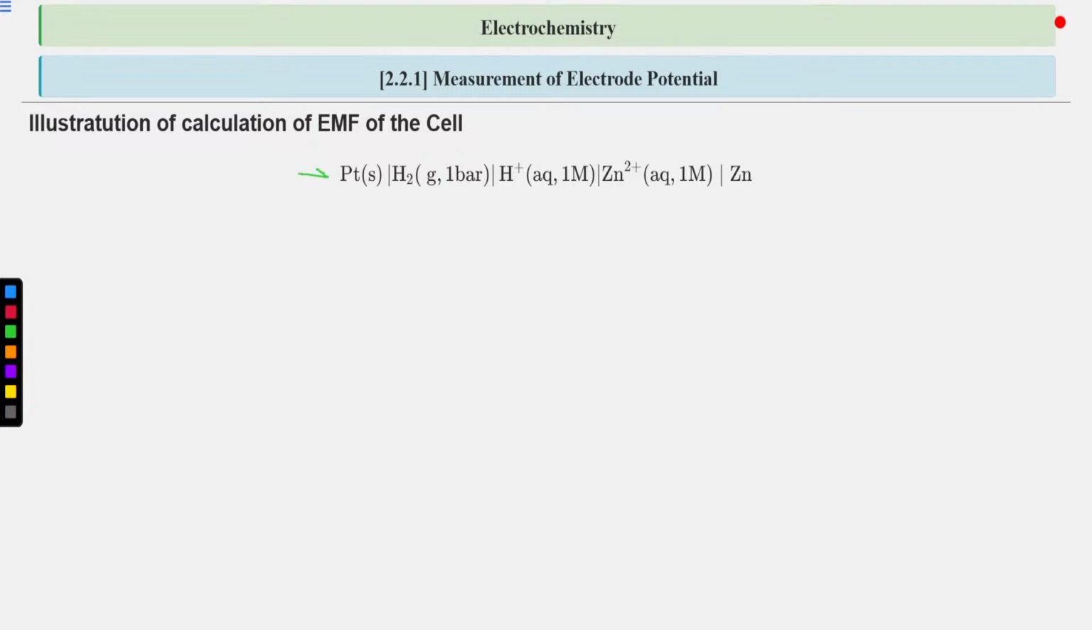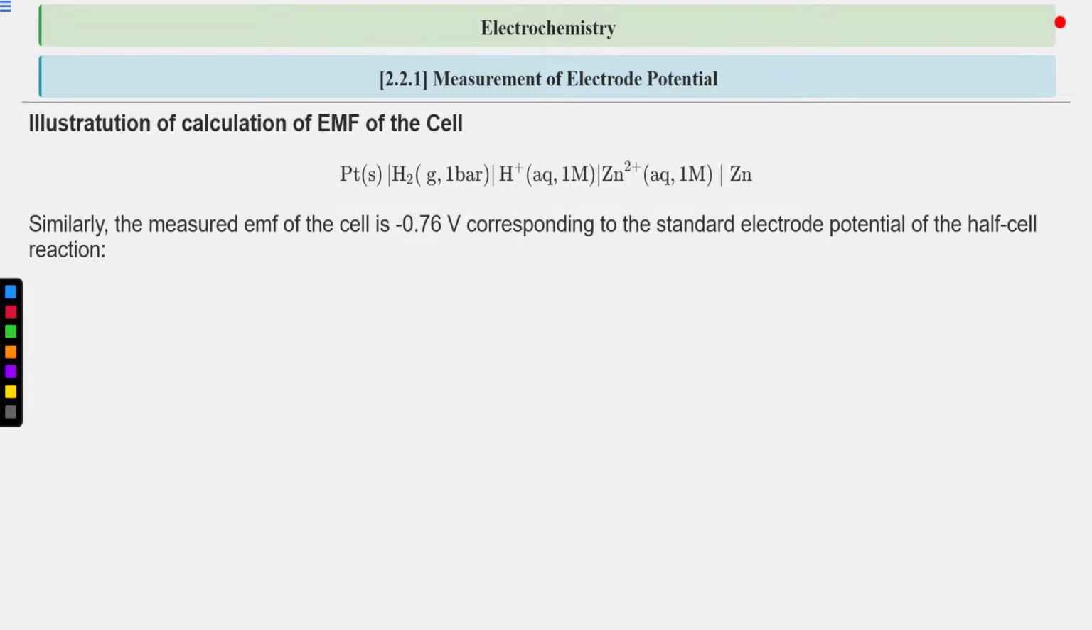Now, let's suppose we have another cell in which again we are using platinum and this SHE, right? And the right half cell is for zinc, Zn2+ and Zn. If you see, we have H2 in the gaseous state at 1 bar pressure, H+ in the aqueous state at 1 molar concentration, while Zn2+ is in the aqueous state at 1 molar concentration. So on the left hand side we are using SHE, and the right half cell is zinc.